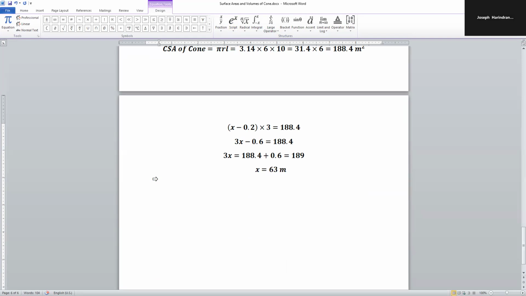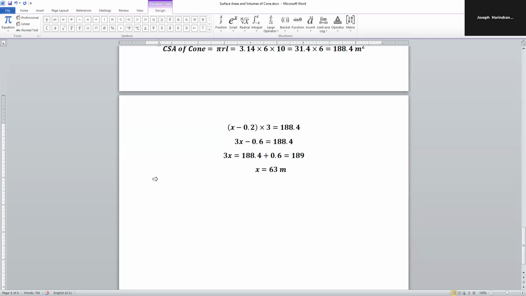When diameter is given, you have to get the radius. When height is given, you have to find the slant height. The 8th question is similar to that, but it is a hollow cone, which means you only have to find the CSA. A hollow cone doesn't have a base. The base part is not filled; it is hollow. So only the CSA has to be found in the 8th question.